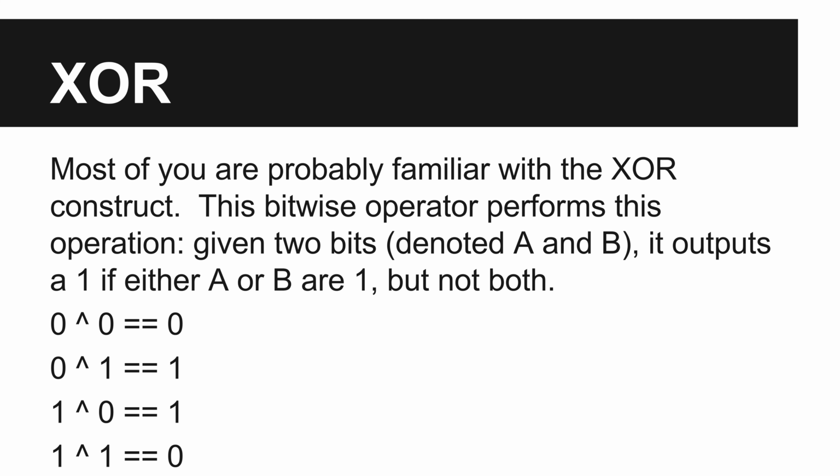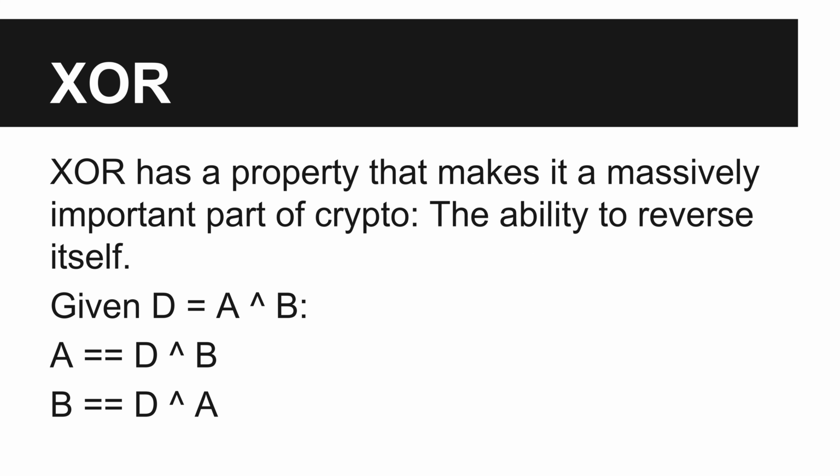You may be familiar with XOR, or exclusive OR. This bitwise operator compares two bits, A and B, and outputs a new one. If A or B are 1, but not both, the result is 1. Otherwise, it's a 0. XOR has a property that makes it critical for crypto. It's self-reversing. If you have D equals A XOR B, then A equals D XOR B, and B equals D XOR A.